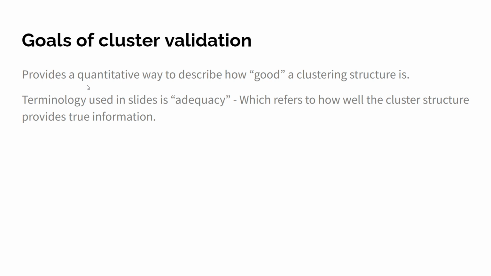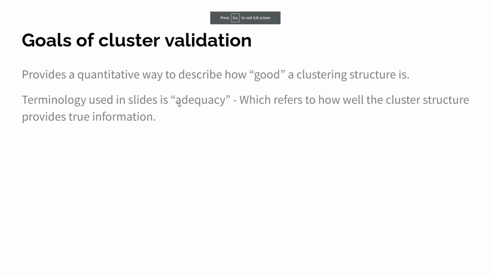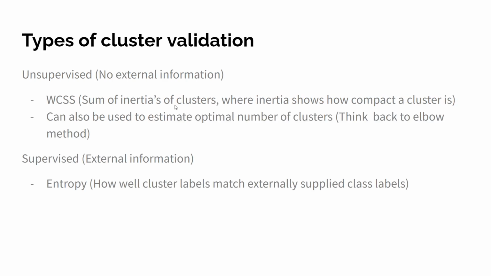The goal of a cluster criterion is to provide a quantitative way of describing how good a clustering structure is. So this is usually going to be a number. If we have 2 clustering structures and we can get a number for each of them, then higher might mean one is better than the other. The word they use in the slide is adequacy, and that just refers to how well the cluster structure provides true information. It might be important to know that word because they might use it in the exam.